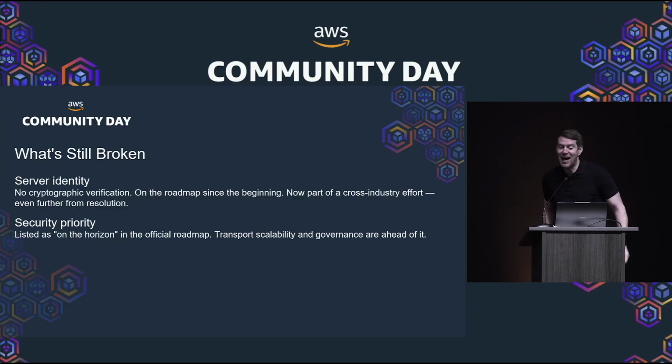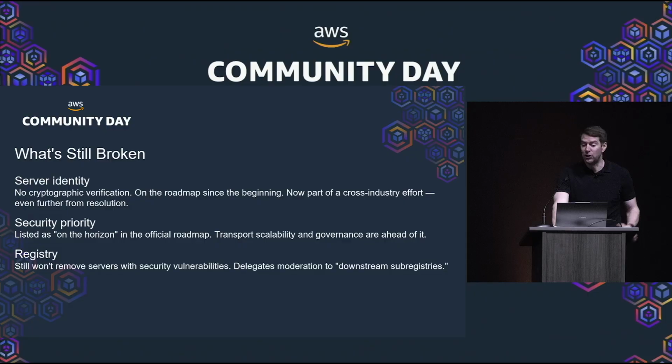Security is listed as on the horizon in the official roadmap. That's not really a top priority. Transport scalability and governance are ahead of those on the roadmap, and I think that tells you where the project's energy is right now. And the registry policy is unchanged. They still won't remove servers that had security vulnerabilities. They now delegate deeper moderation to downstream sub-registries like the GitHub MCP registry.